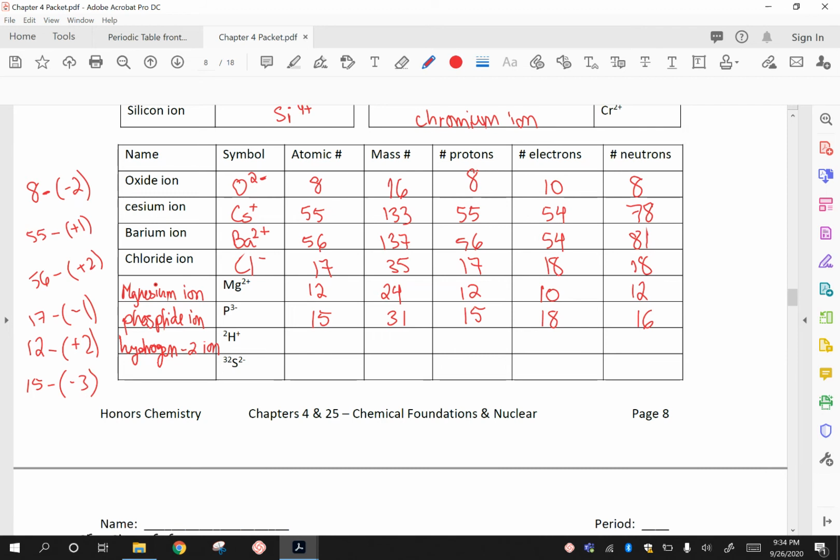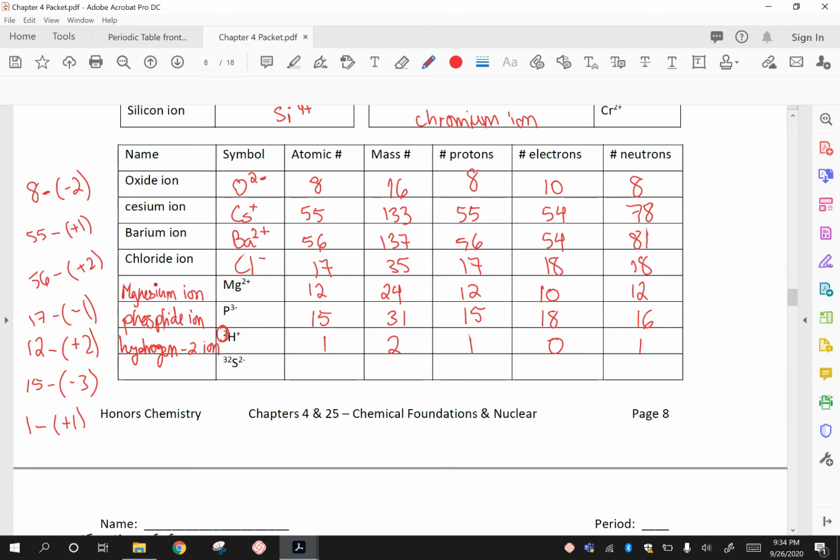Okay, atomic number for hydrogen is 1, which tells us protons are also 1. To get the number of electrons, you take the atomic number, which is 1, minus the charge, which is +1. So 1 minus 1, oh, it has no electrons. How interesting. The mass number you get not from the periodic table, but from here, because they give it to you, so that's a 2. 2 minus 1 would give you 1 neutron.